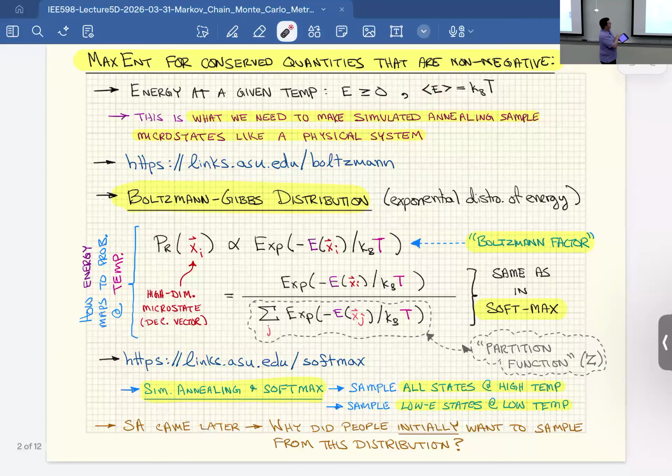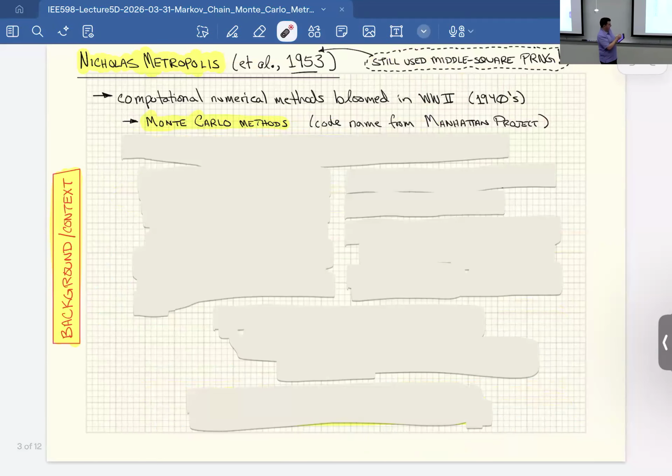Okay, so that's where we were last time. So what was this distribution originally used for? The distribution's been out there since, I don't know, the 1800s, since Boltzmann. But what was the idea of sampling from the Boltzmann distribution? Why did people start getting interested in that?